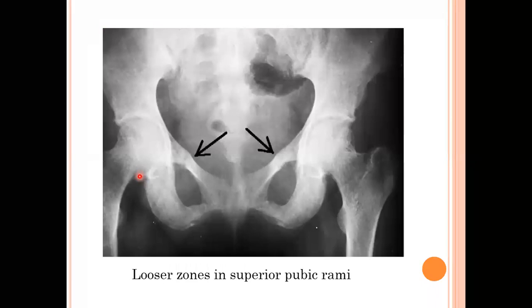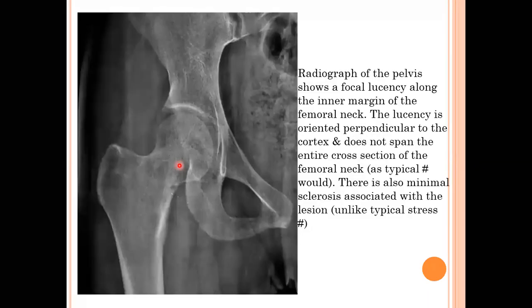This is an X-ray of the pelvis showing looser zones in both superior pubic rami. Also, this X-ray of the pelvis shows focal lucencies along the inner margin of the femoral neck. These lucencies are clear. The lucency is oriented perpendicular to the cortex and does not span the entire cross section of the femoral neck as a typical fracture would. Also, there is minimal sclerosis associated with the lesion, unlike the typical stress fracture.